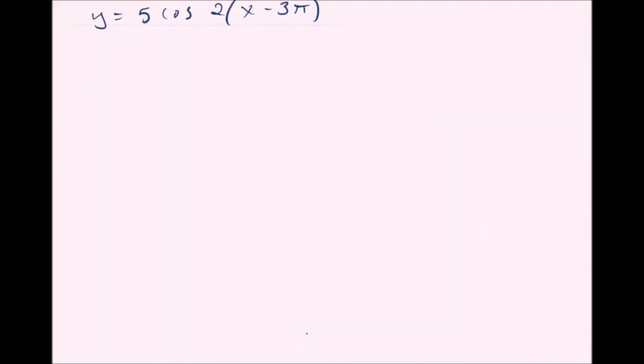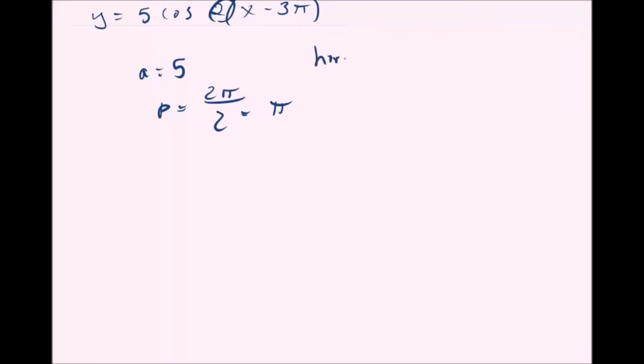My second example is of a horizontal shift, but this time looking at a cosine graph. So the first step is still going to be finding the amplitude, which is 5, the period, which is 2 pi over b, and b in this case is going to be 2, because there's a 2 in front of the x term. The period is just pi.